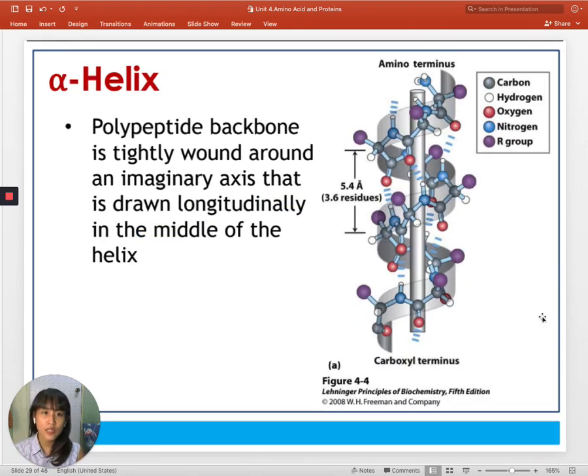So the alpha helix, so look at this, it's a helix structure. A polypeptide backbone is tightly wound around an imaginary axis that is drawn longitudinally in the middle of the helix. So this is the alpha helix. You can see there that is a helix structure.